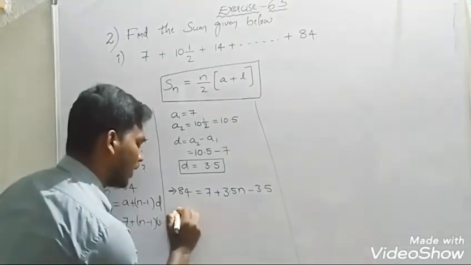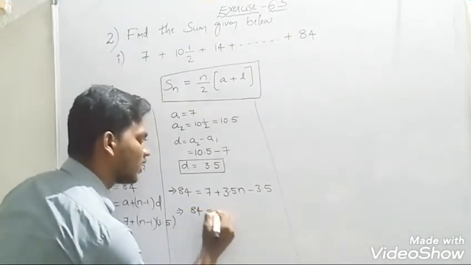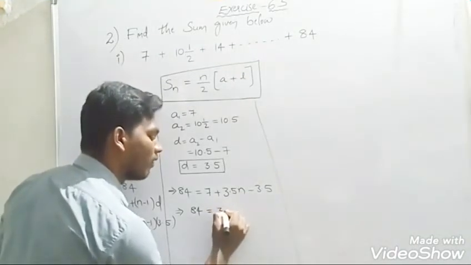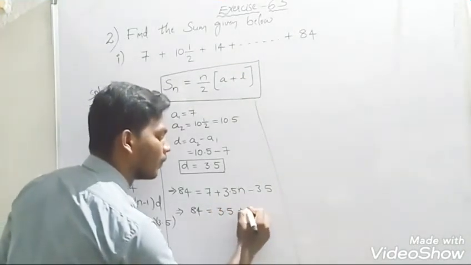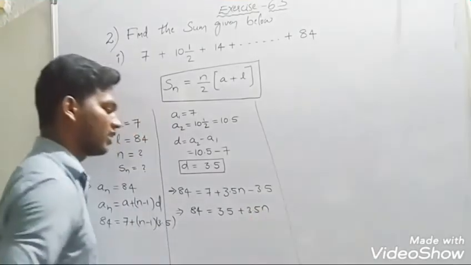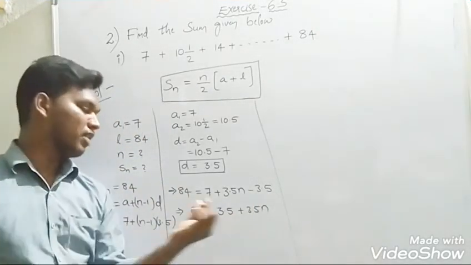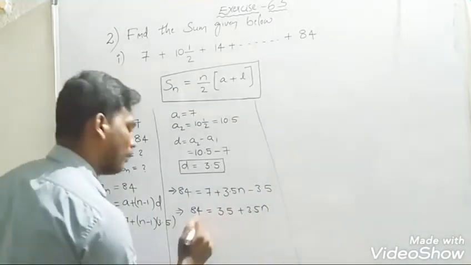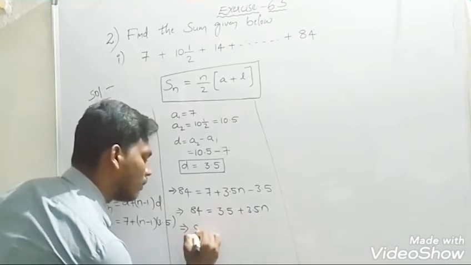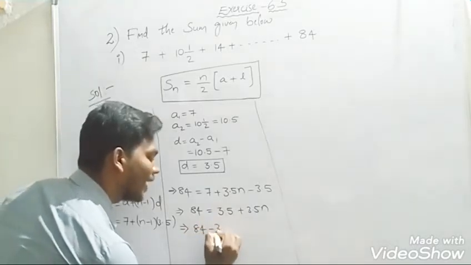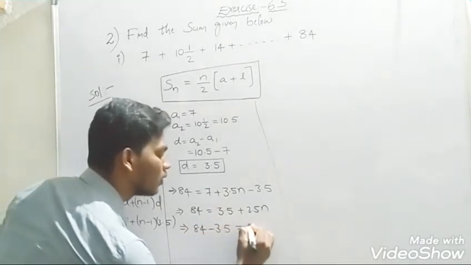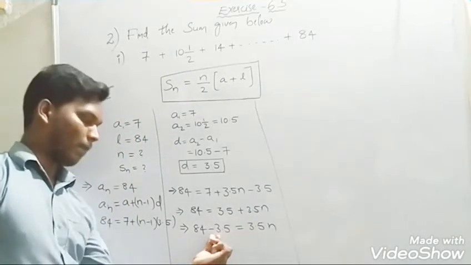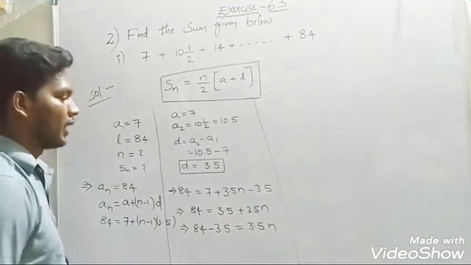Okay friends, so that implies 84 is equal to 7 minus 3.5, friends. So 7 minus 3.5 will be 3.5 plus 3.5n. Okay friends, 3.5 plus 3.5 will be 7. So 7 minus 3.5 will be 3.5. So I am moving this 3.5 to this side. So it becomes 84 minus 3.5 is equal to 3.5n. Okay friends, 84 minus 3.5 is equal to 3.5n.